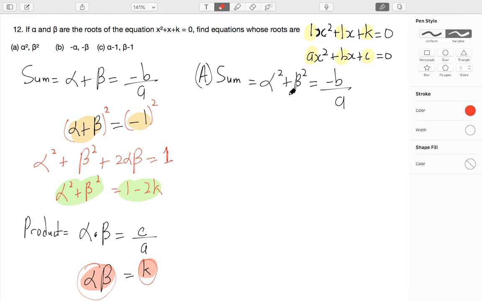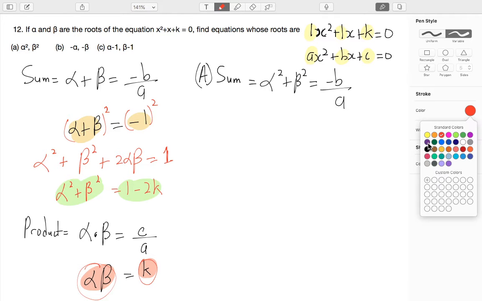Okay, so let's get back to this. Now, alpha squared plus beta squared we saw as 1 minus 2k. Sorry, let me use my black color rather. 1 minus 2k.